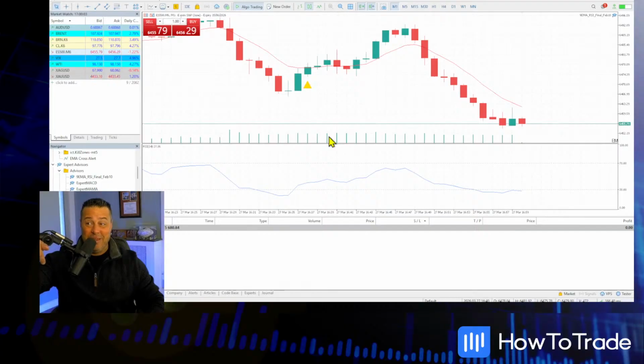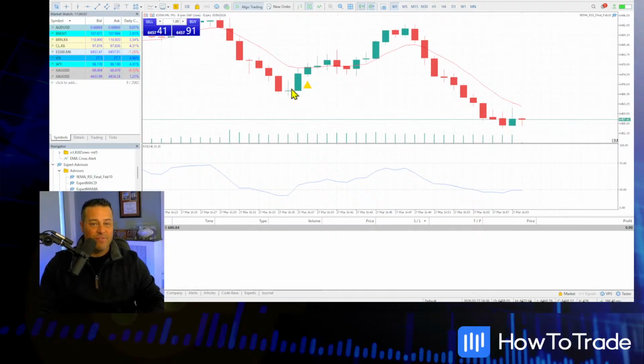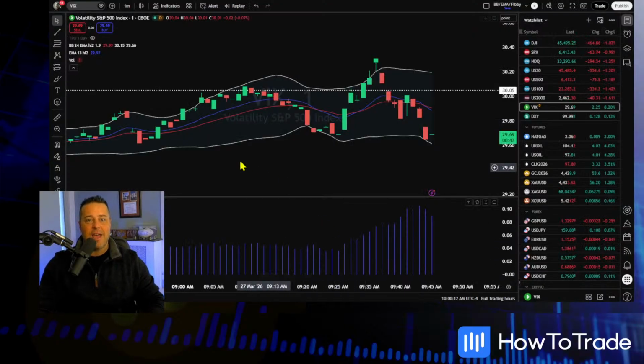VIX up, S&P down. So when we were talking about potentially picking a bottom here, we sort of knew it was a fool's errand. We knew that we were in that for a tight scalp. If you can do things like that on the fly, in the live market, you can be a profitable trader.